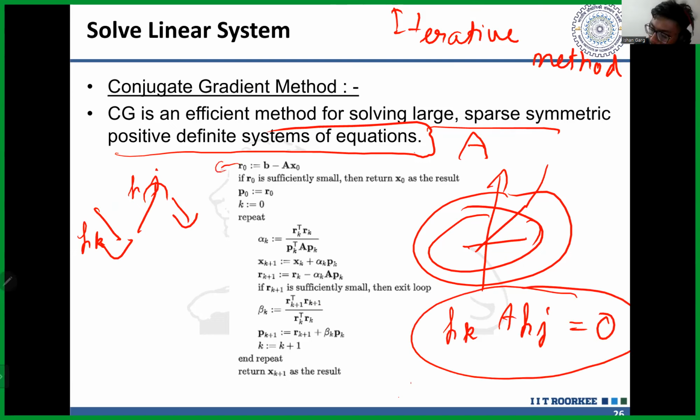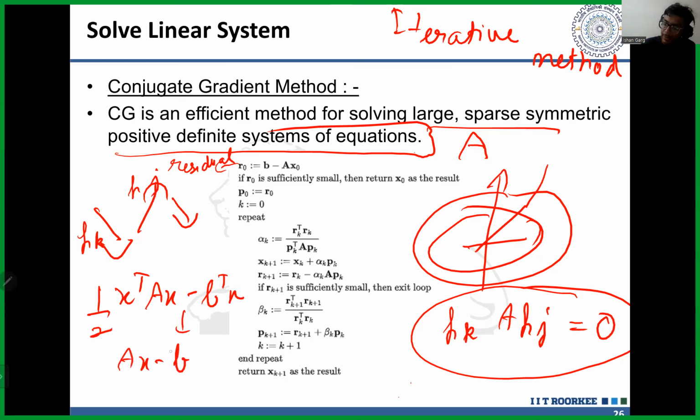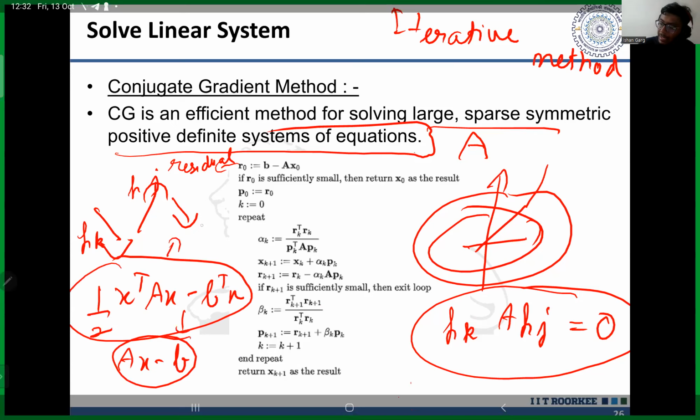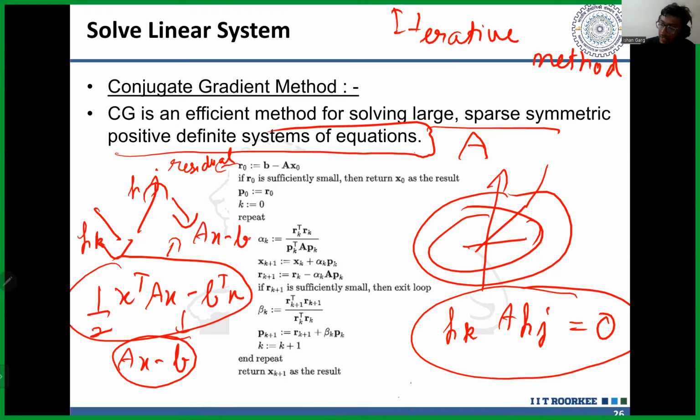Here R is defined as the residual. The intuition behind this method comes from the fact that the answer of this system is the same as this. That is, these two systems will have the same unique solution. So when we take the gradient for this, we will get AX minus B. And we know that the gradient is the steepest direction, so we move in the negative of this steepest direction. So the residual is defined as the negative of this, which is B minus AX, while P provides us the direction of this.